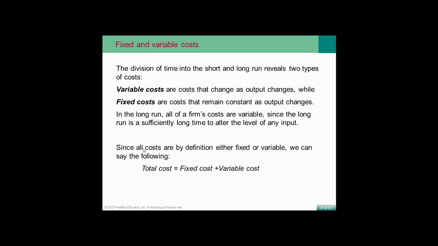So here's the definition of total cost. Total cost equals fixed cost plus variable cost. While you're listening to this, make sure to write this down. Total cost, TC, equals fixed cost plus variable cost. TC equals FC plus VC. Total cost equals fixed cost plus variable cost.